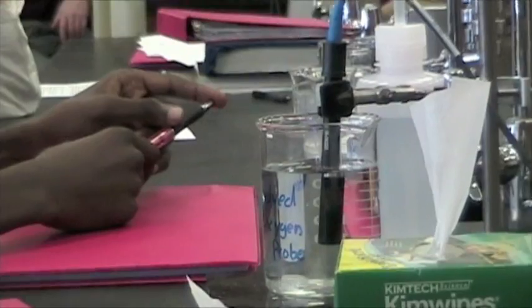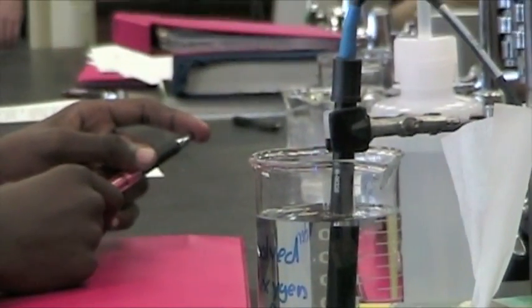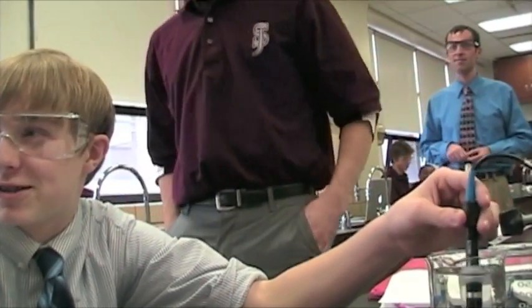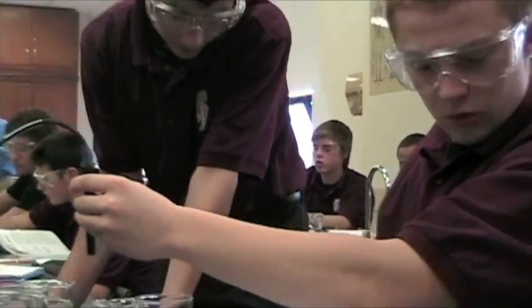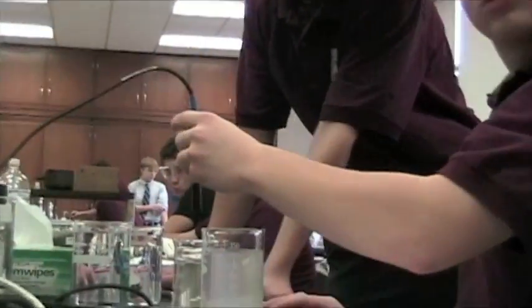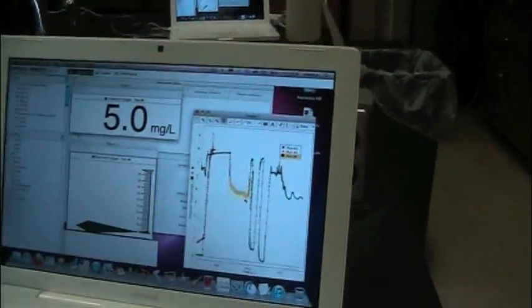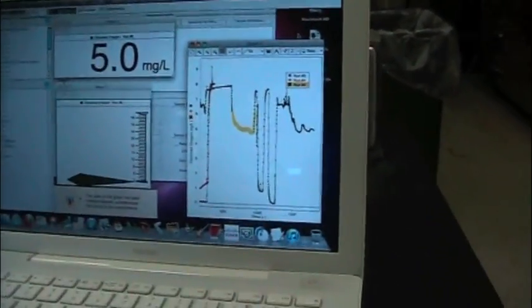Students used the Pasco dissolved oxygen probe to measure the dissolved oxygen content in their water samples. Students were informed that fish require a dissolved oxygen level of 2.0 milligrams per liter and were asked to determine which water samples would indicate pollution in the lake.